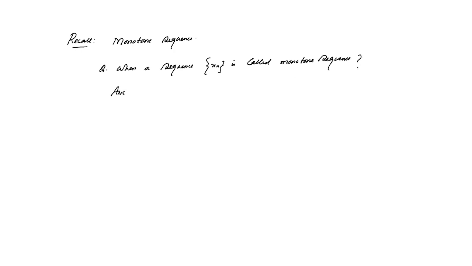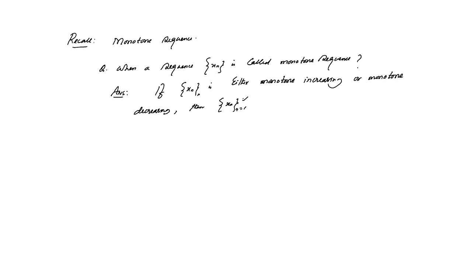Now the answer is so simple. If a sequence xn is either monotone increasing or monotone decreasing, then the sequence xn is called a monotone sequence, a monotone sequence in R.